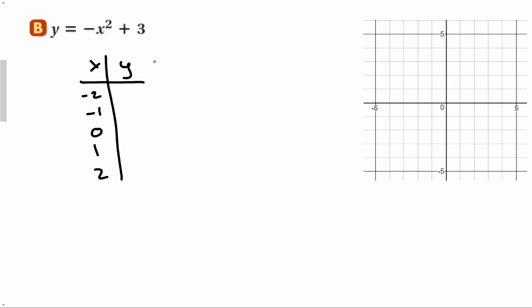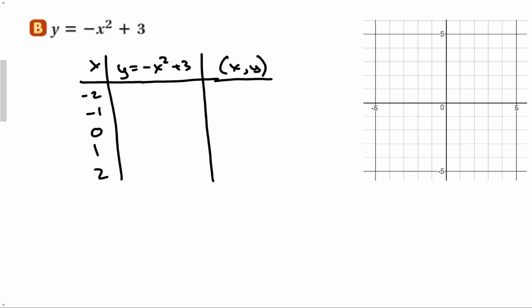So let's actually go a little bit longer. Let's make this that y is equal to -x² plus 3. And then make my ordered pairs x comma y. All right, so y is going to be -2 squared plus 3. -2 squared is going to be +4. That becomes -4 plus 3, which is -1. So my input is -2, my output is -1.